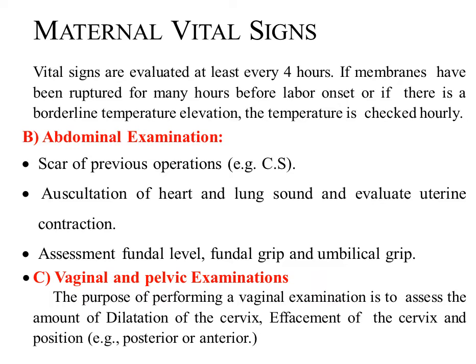Maternal vital signs. Vital signs are evaluated at least every 4 hours if membranes have been ruptured for many hours before labor onset, or if there is a borderline temperature elevation. The temperature is checked hourly. Abdominal examination: scar of previous operation, auscultation of the heart and lung sounds, and evaluate uterine contraction, assessment of fundal level, frontal grip and umbilical grip.